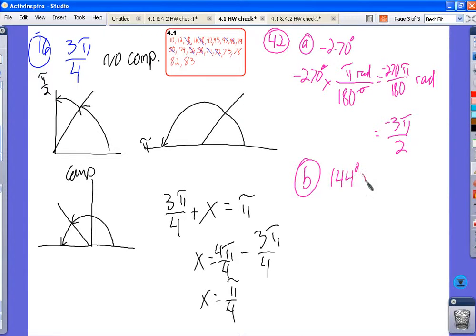We're going to multiply that by pi radians over 180 degrees. Degrees cancel. 144 pi over 180, which simplifies to 4 pi over 5.